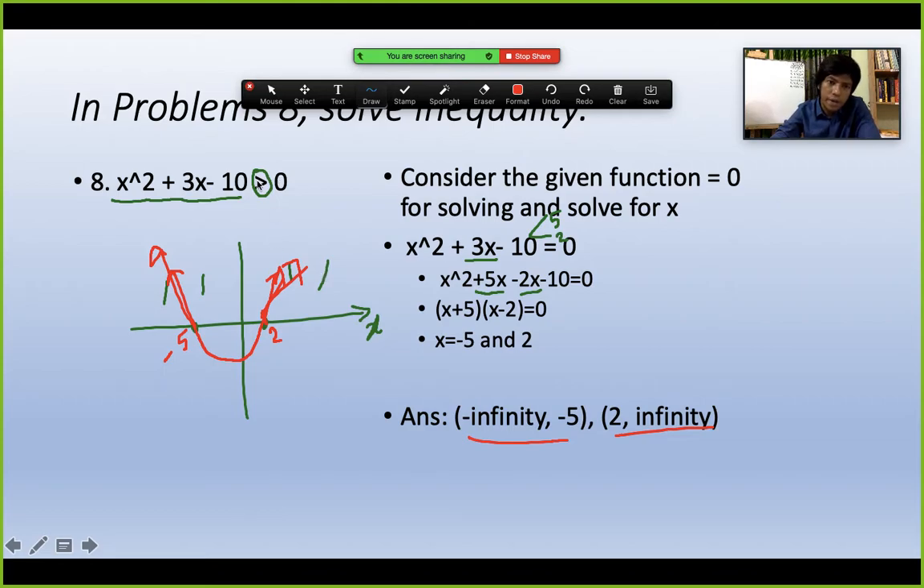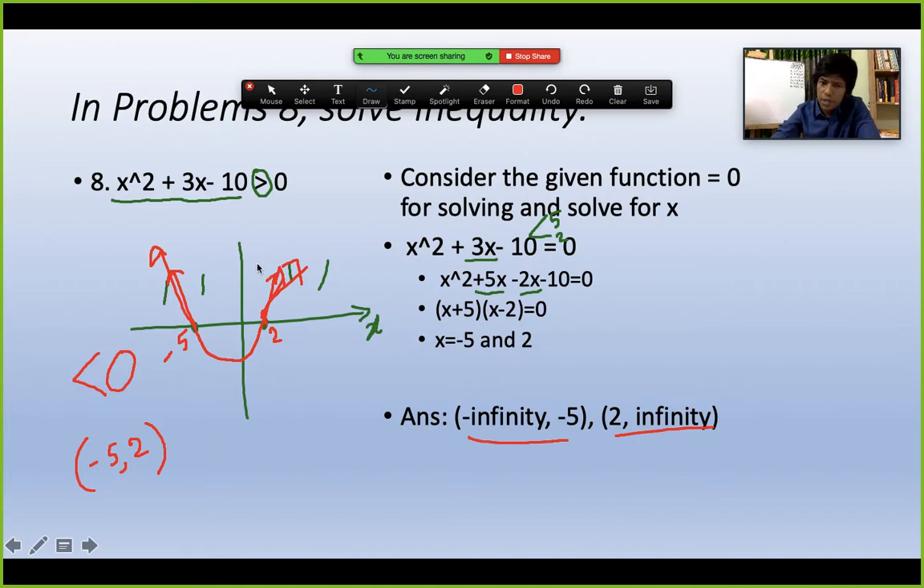Now suppose in this question, the symbol is given as less than 0, then the solution will be from minus 5 to 2. From minus 5 to 2 is the solution then.